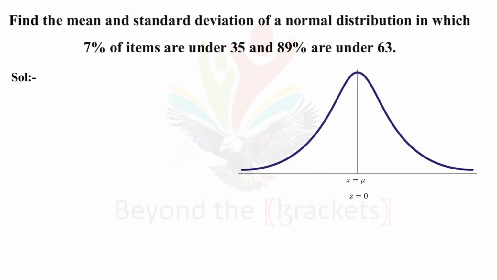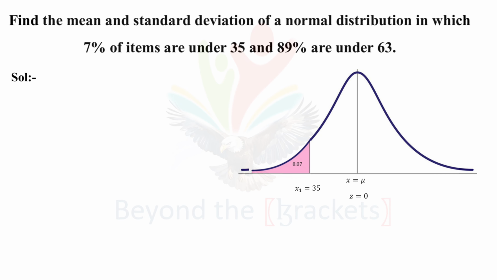Note that in the normal curve, at the extreme left, 0% of the items are present. At the center, 50% of the items are present, and at the extreme right, 100% of the items are present. Here it is given that 7% of the items are below 35. This means that the area to the left of 35 is 0.07.